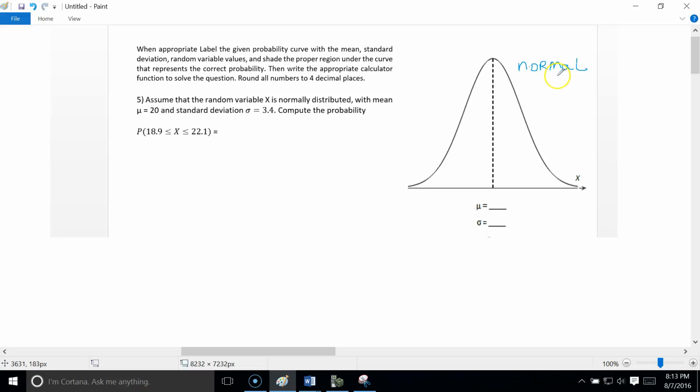It's not standard normal, though, because the mean is given to us as 20, and the standard deviation is 3.4. Okay, and now they want to know what's the probability that one randomly selected value of x is between 18.9, so let's say that that's here, and 22.1, let's say that that's over here. Okay, so we want all the values that are in here.